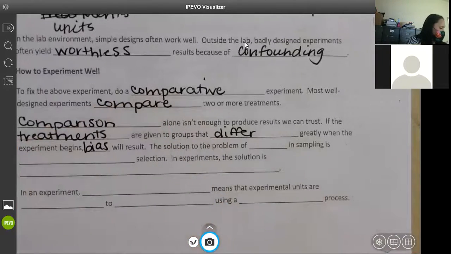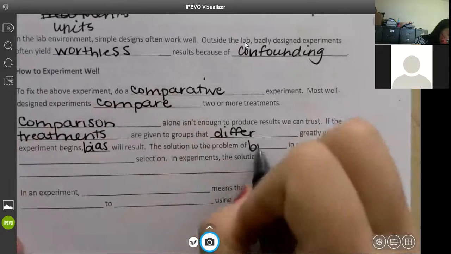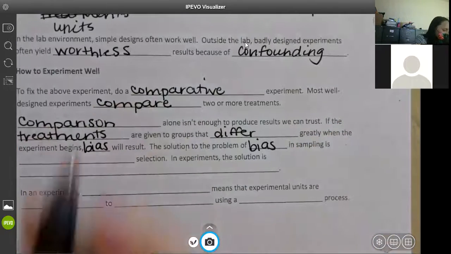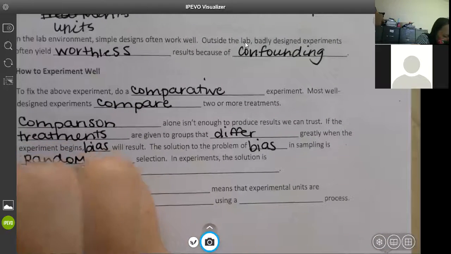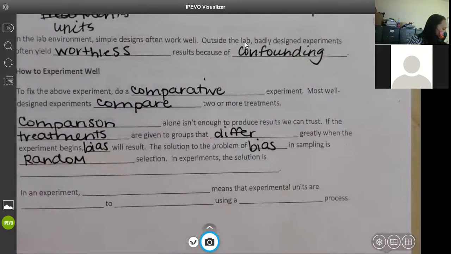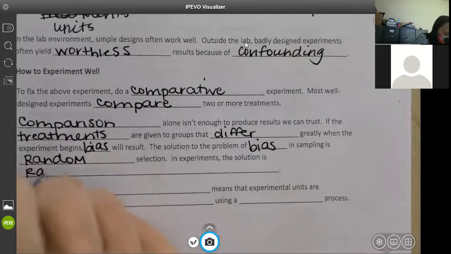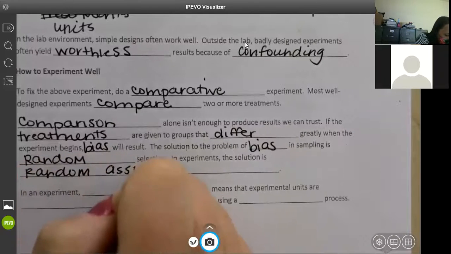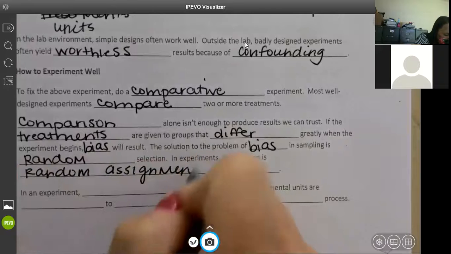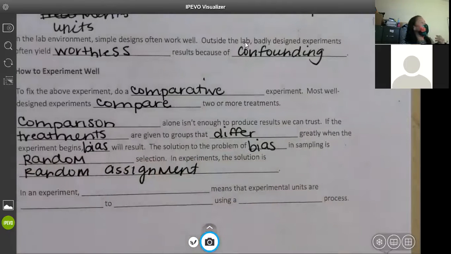The solution to the problem of bias in sampling is random selection. In experiments, the solution is random assignment. So why do we randomly assign or randomly select? So it reduces bias. That's it.